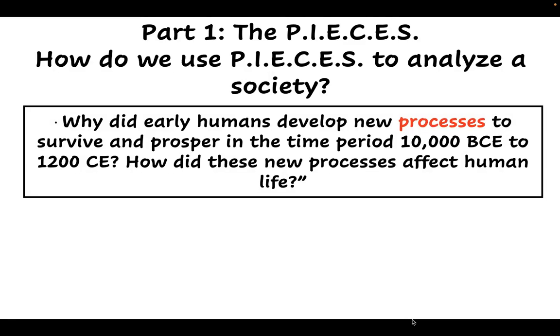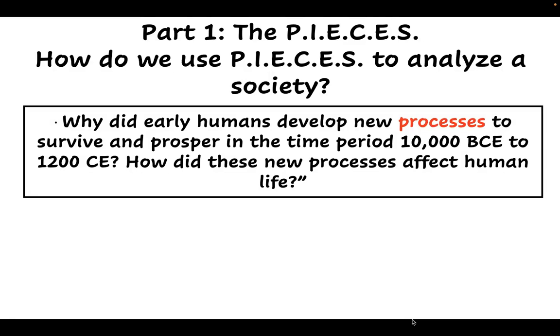So we go back to our early question, our overall question. Why did early humans develop new processes to survive and prosper in the time period from 10,000 BCE to 1200 CE? How did these new processes affect human life?